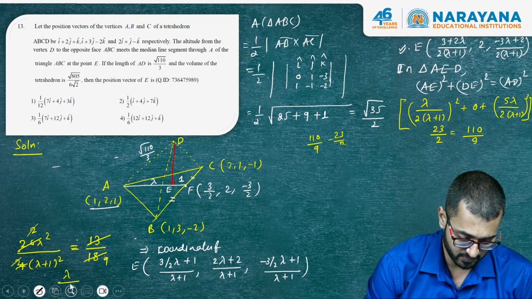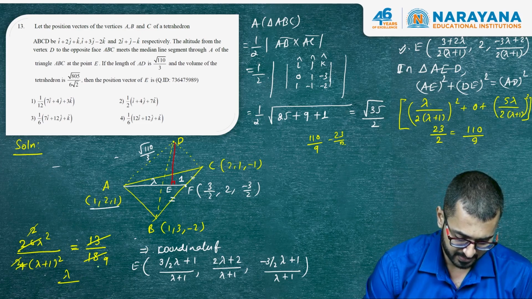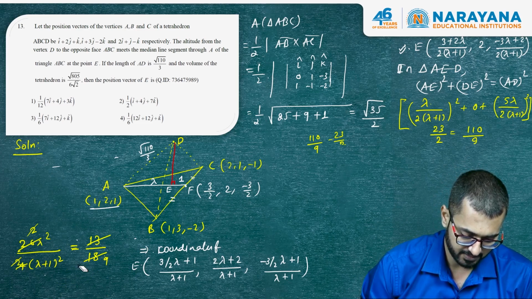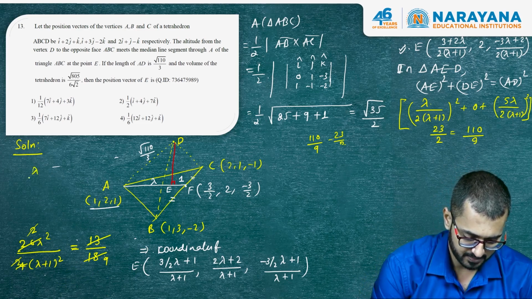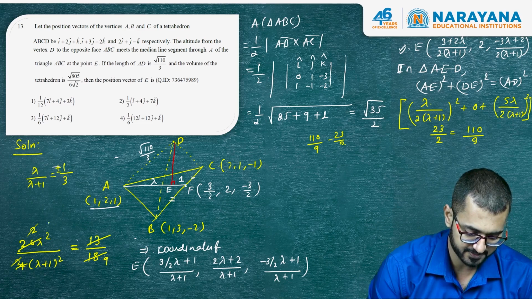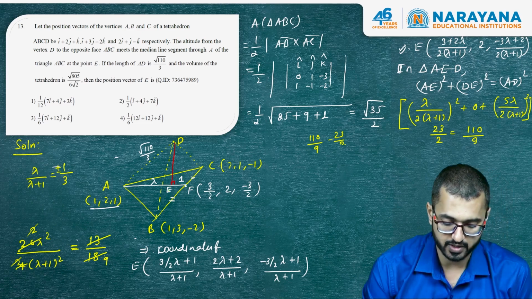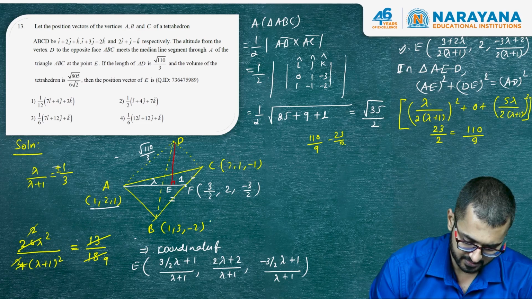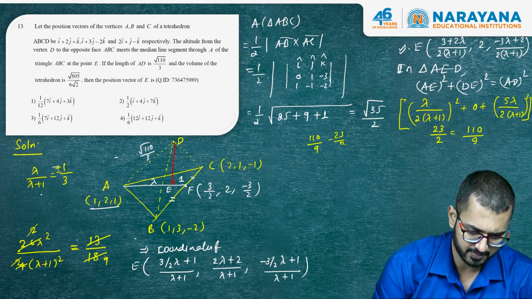So yes, lambda over lambda plus 1 I'll be having 1 by 9. So from here I can say that lambda by lambda plus 1 is going to be 1 by 3 or minus 1 by 3. Both are possible. So plus minus. Okay, that means we'll get 2 coordinates of E. So looks like they have given E. No problem, we can take any one of them.